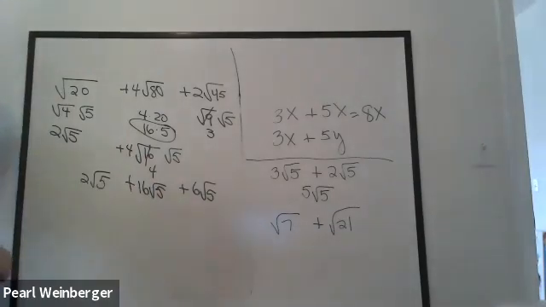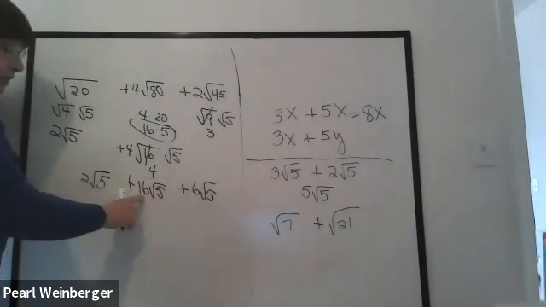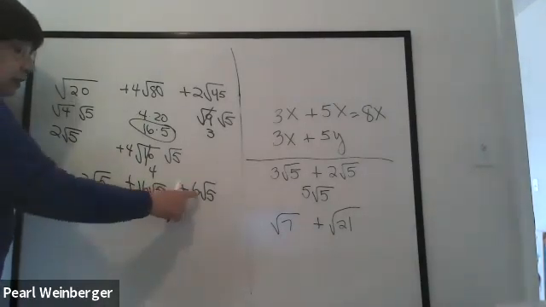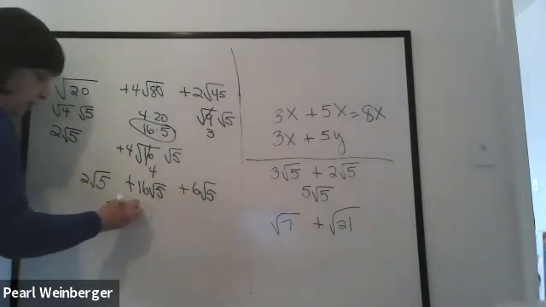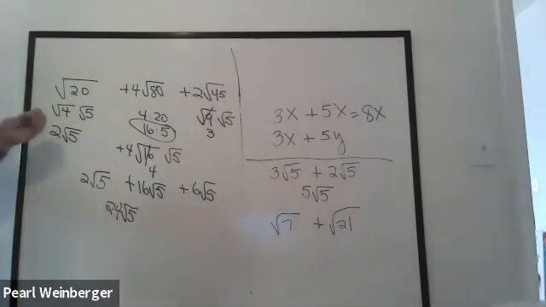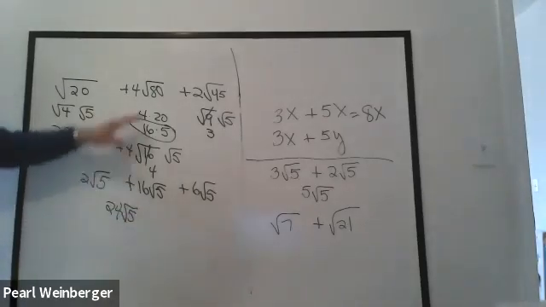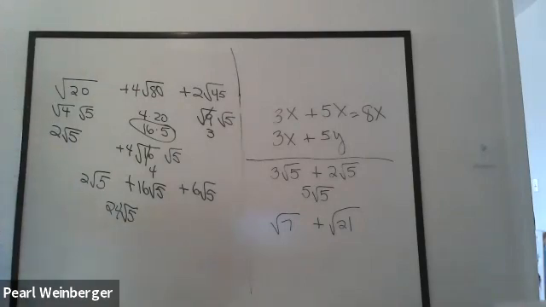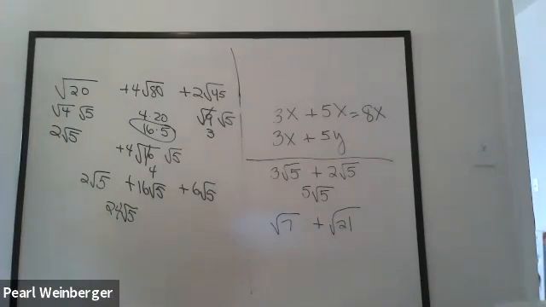These are all like radicals now. Now I can combine them by just working with the coefficients. 2 plus 16 is 18. 18 plus 6 is 24. So my final answer comes out to be 24 radical 5. So that's why it was so important to be able to simplify the radicals, because if I can simplify them, then sometimes it'll turn out that what looks like not like radicals are actually like radicals and can be combined.